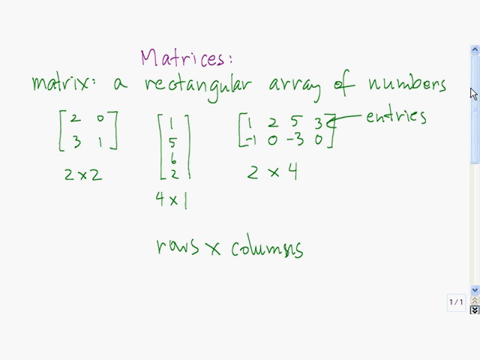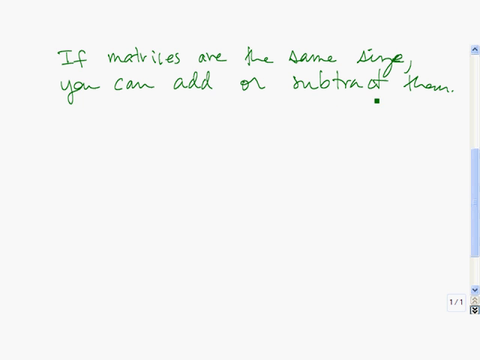Okay, let me talk about operations on matrices. If matrices are the same size, you can add them. You can also subtract them if they're the same size. So for example, here I have a matrix 1, 2, 5, 3. And I have another matrix. So this is a 2 by 2 matrix. If I want to add it, I need to add another 2 by 2 matrix. So I'll say -1, 3, 2, 9. The way I add matrices is by adding corresponding entries.